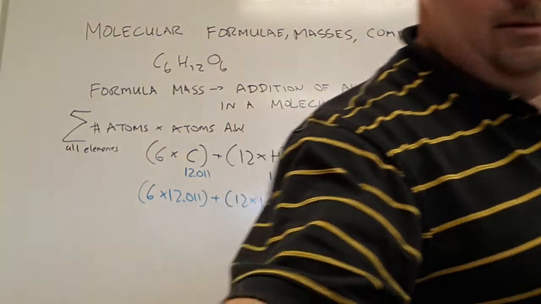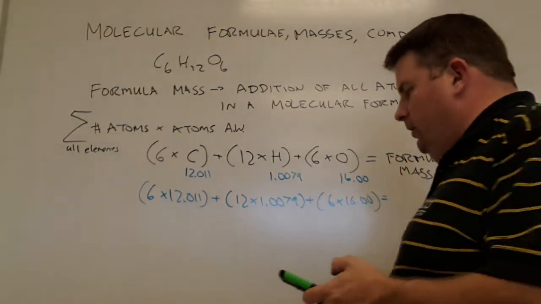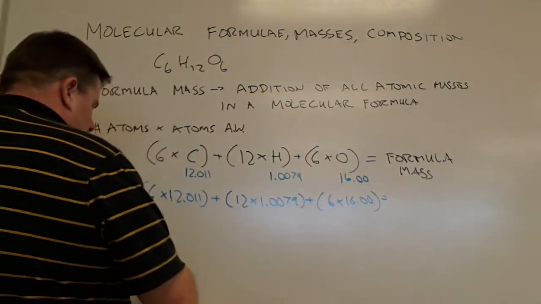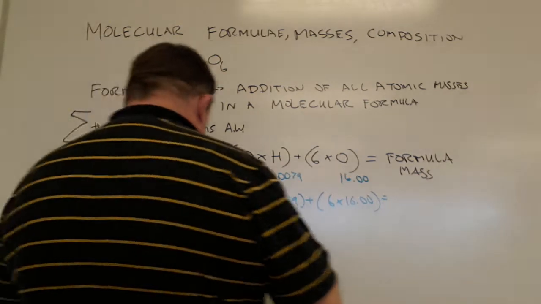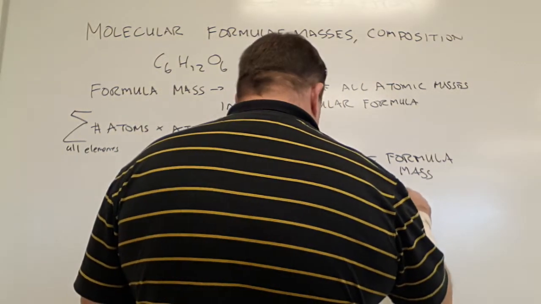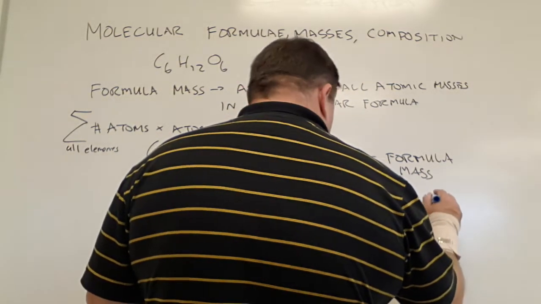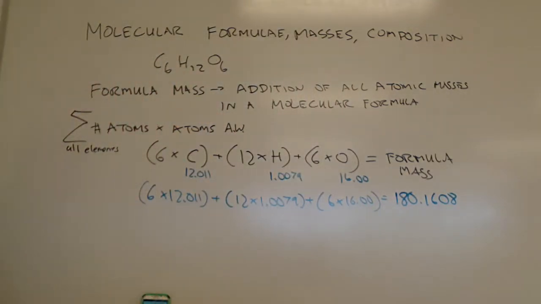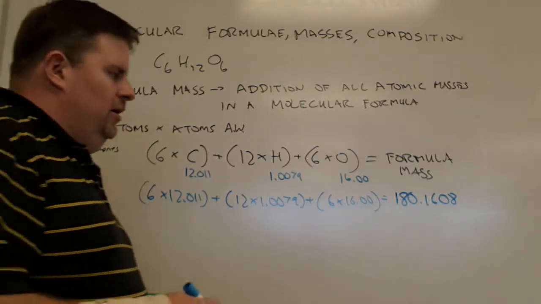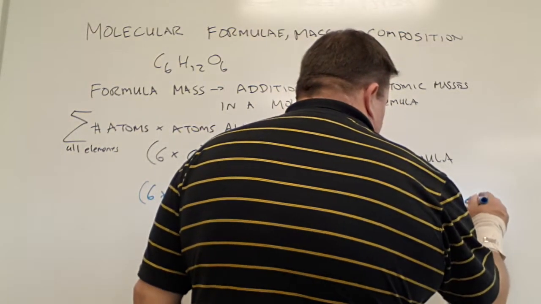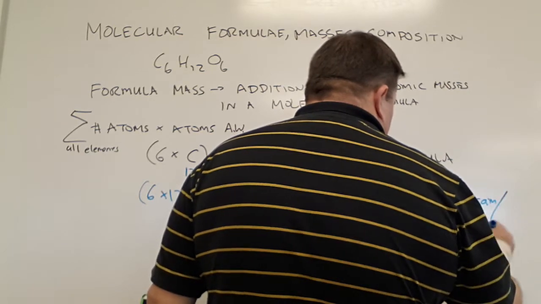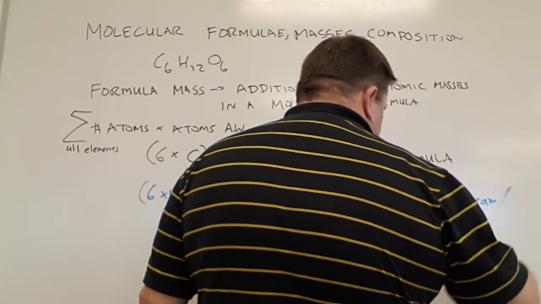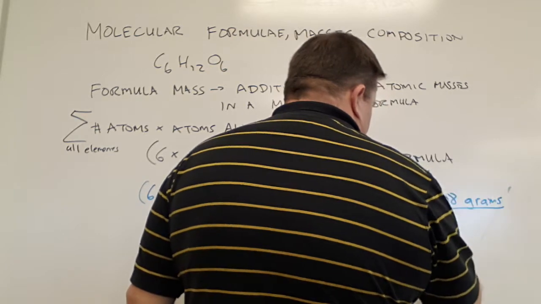When I put this into a calculator, I get 180.1608. And this is the mass in AMU of the molecule. Now, when we actually do this in the laboratory, we're going to identify this as the grams that we get for every 1 mole of material. The grams for every 1 mole.